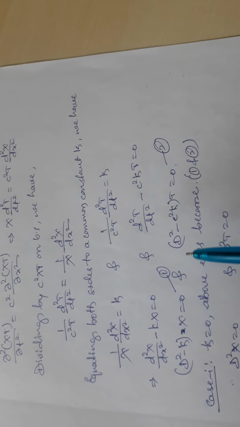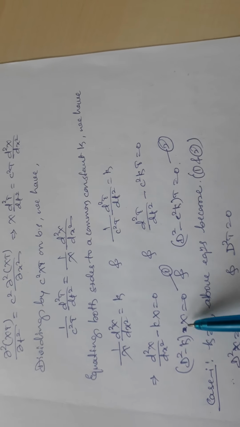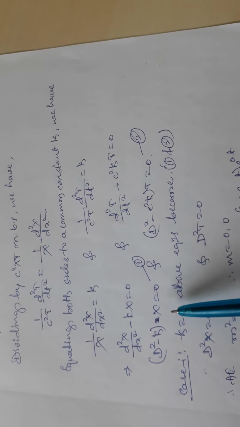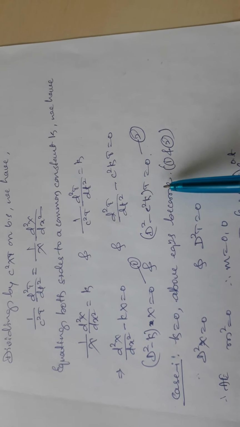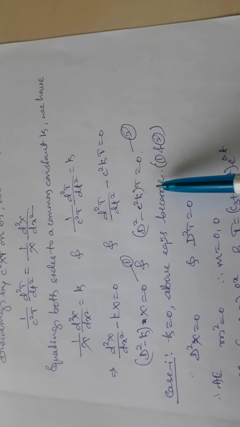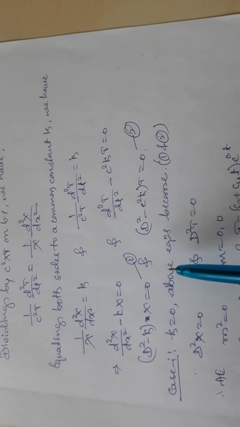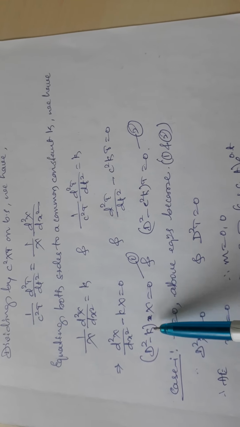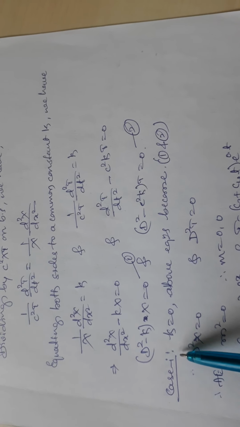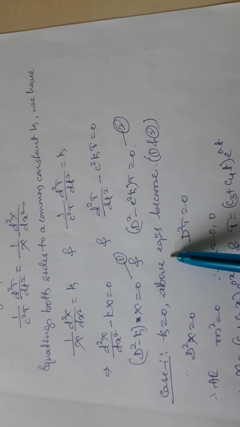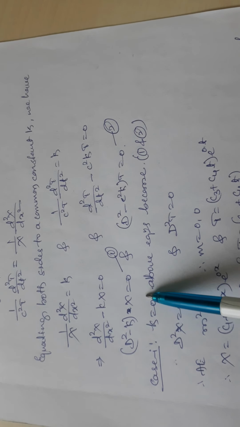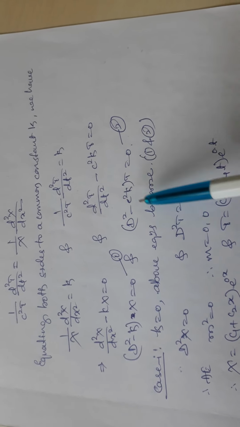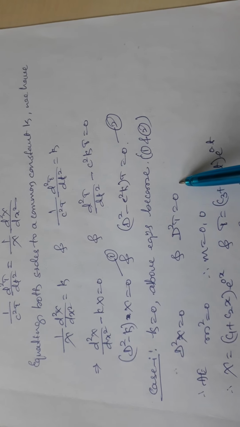Now both are homogeneous differential equations, one is a function of x and the other is a function of t. We already know that for a homogeneous differential equation the complementary function itself is the solution, and depending upon the k value we have different solutions. Therefore we take k equal to 0, k positive and k negative. First case, k = 0, therefore the above equations become D²X = 0 and D²T = 0.